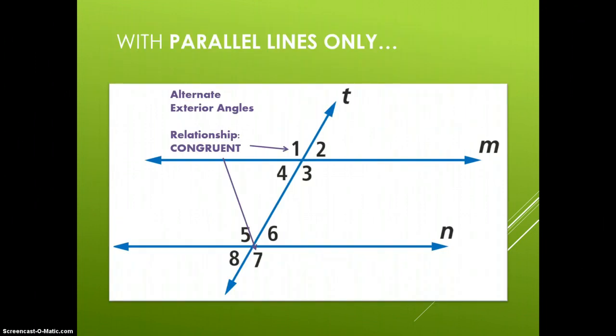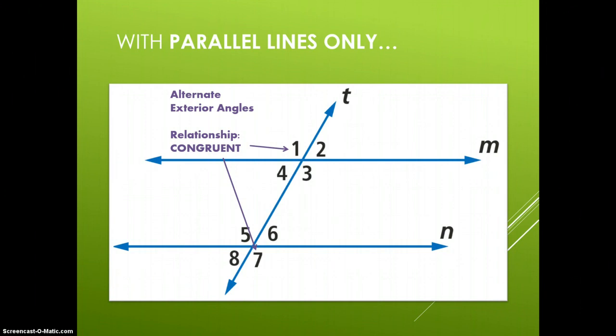We have a similar relationship that happens for alternate exterior angles. And this kind of makes sense when you start thinking about the relationship to vertical angles. So angle 1 and angle 7, alternate exterior angles, are going to be congruent. What other pair here of alternate exterior angles do we have?